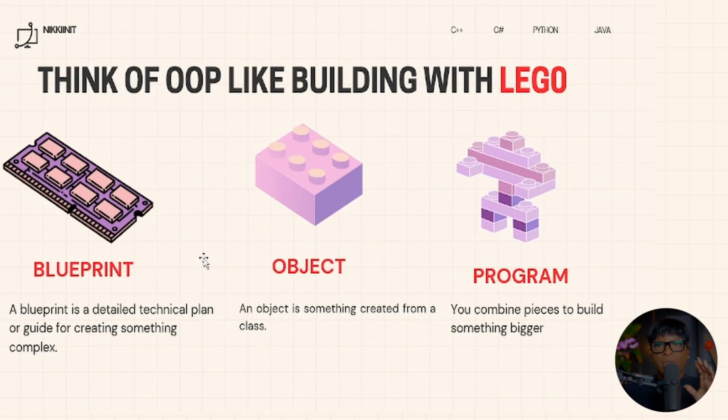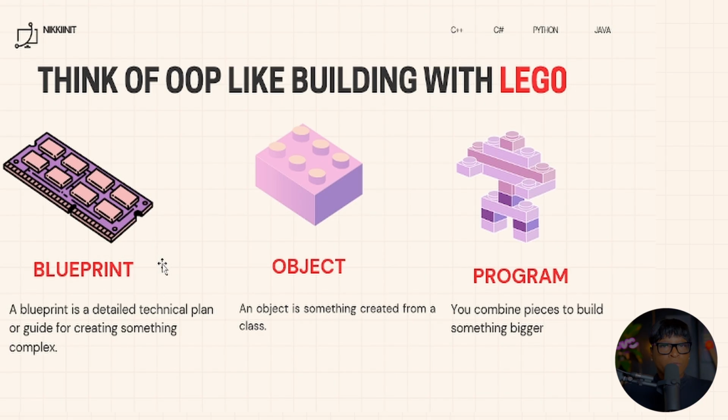In OOP, first you have to create a blueprint. What do you want to accomplish at the end? What do you want the software to do at the end? So a blueprint is a detailed technical plan or guide for creating something complex. The blueprint in OOP will be your class. You're going to design your class, right? And we're going to see an example of that soon.